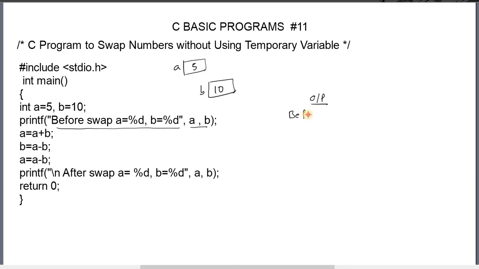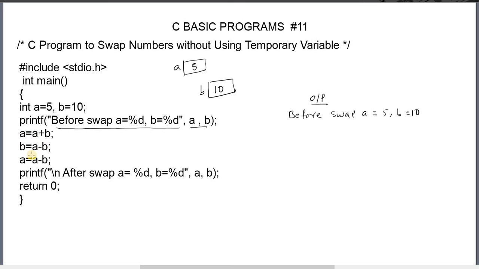Printf prints "before swap". A is equal to, in place of the specifier, the A value, that is 5. B is equal to 10. Here we have already given the values to A and B.